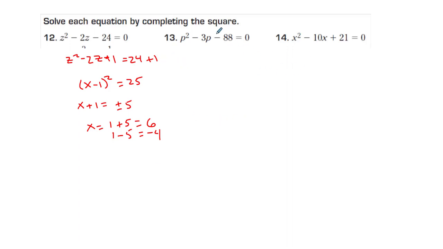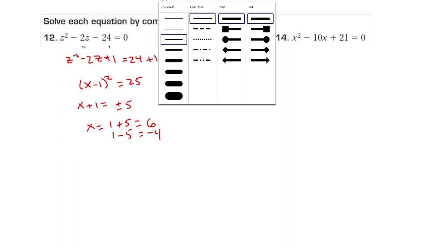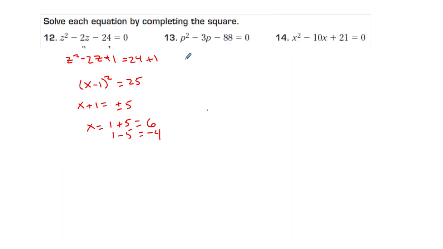Completing the square for this other one, we're going to move the 88 over. Switch colors up. So for this one, we got p squared minus 3p equals 88. So we add 88 to both sides. Take half of negative 3, that's negative 3 halves. When we square it, we get positive 9/4. So we add 9/4, and we add 9/4.